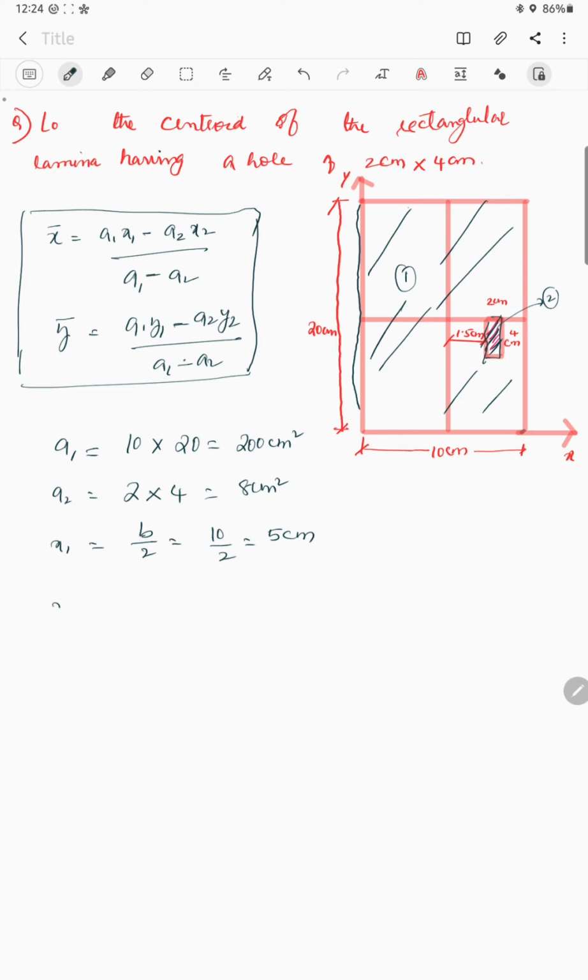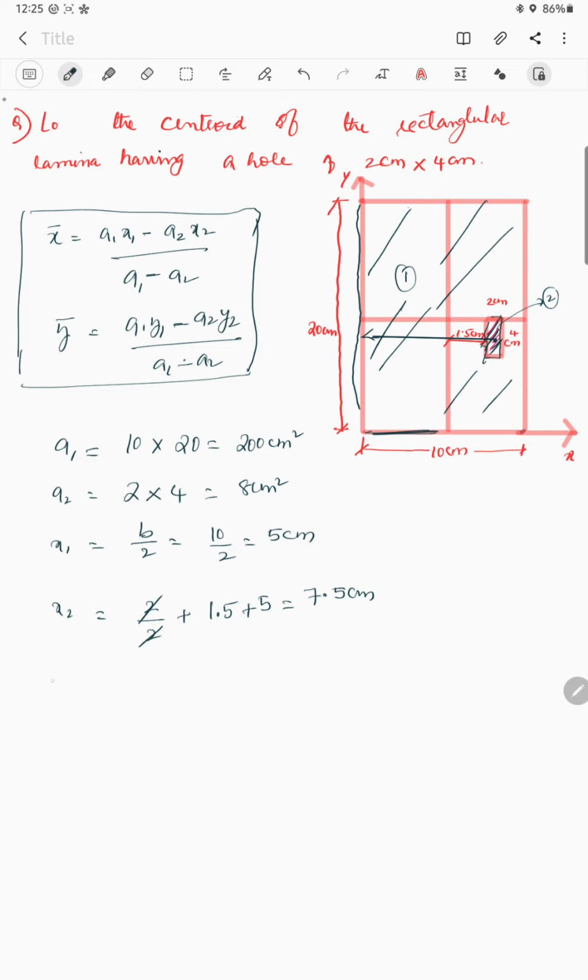What about x2? See here, this is the centroid, I'm highlighting there. So centroid will be equal to 2 by 2 plus 1.5. I want the distance of this centroid to the y-axis, always to the y-axis. So 2 by 2 plus 1.5. What is this distance now? This distance will be 5. So it will be equal to 2.5 plus 5 is 7.5 centimeter. So we got the value of A1, A2 and x1, x2.